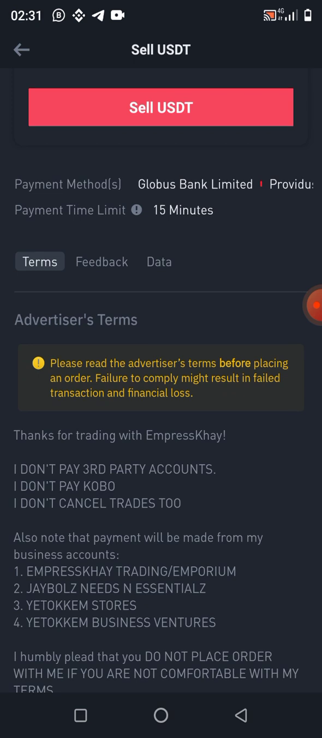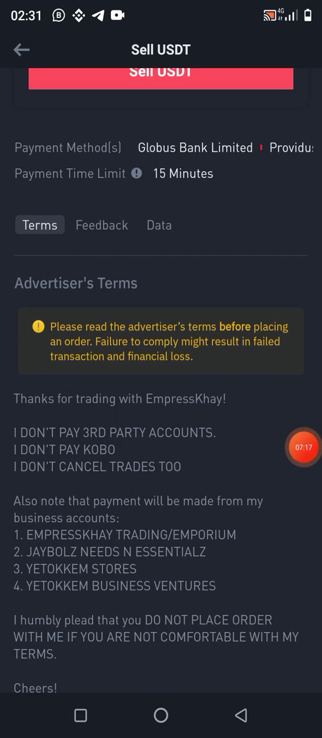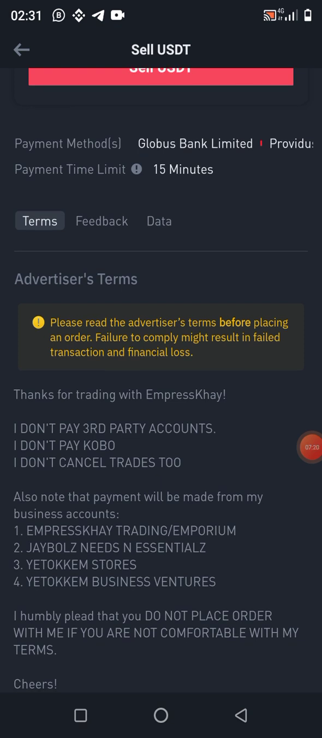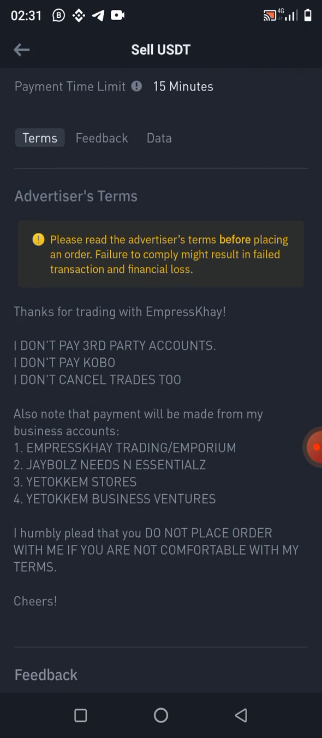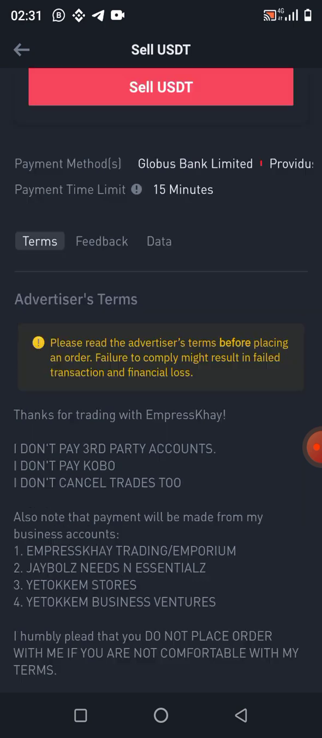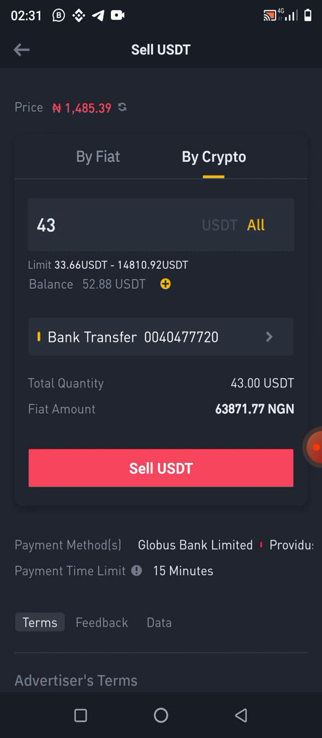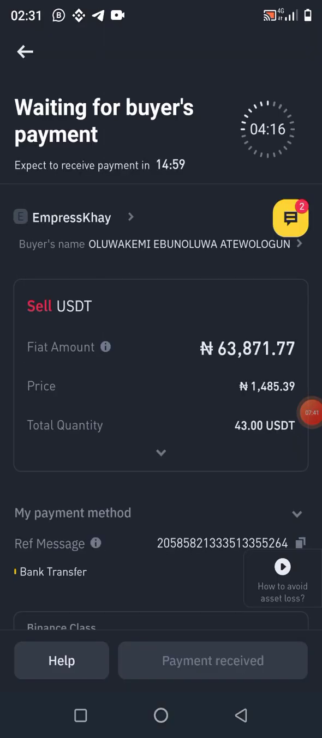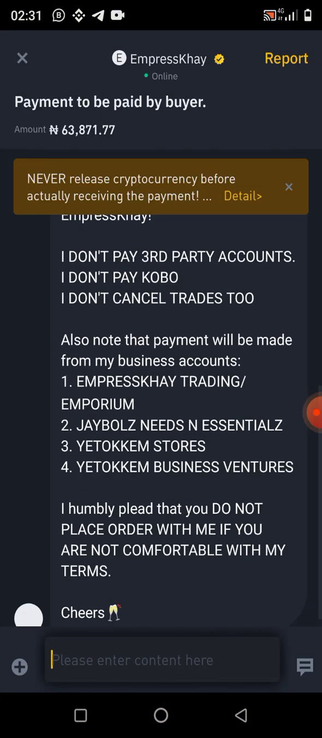Can you see? I don't pay third party account, his terms and conditions. I don't cancel trade too. Also know that payment will be made from my business account, Express K Trading Forum, either of this account. Please do not place order with me if you are not comfortable with my terms. Right? So let's go on. Let's sell to this guy. I'm collecting 63, so take note of what you're collecting. And voila.